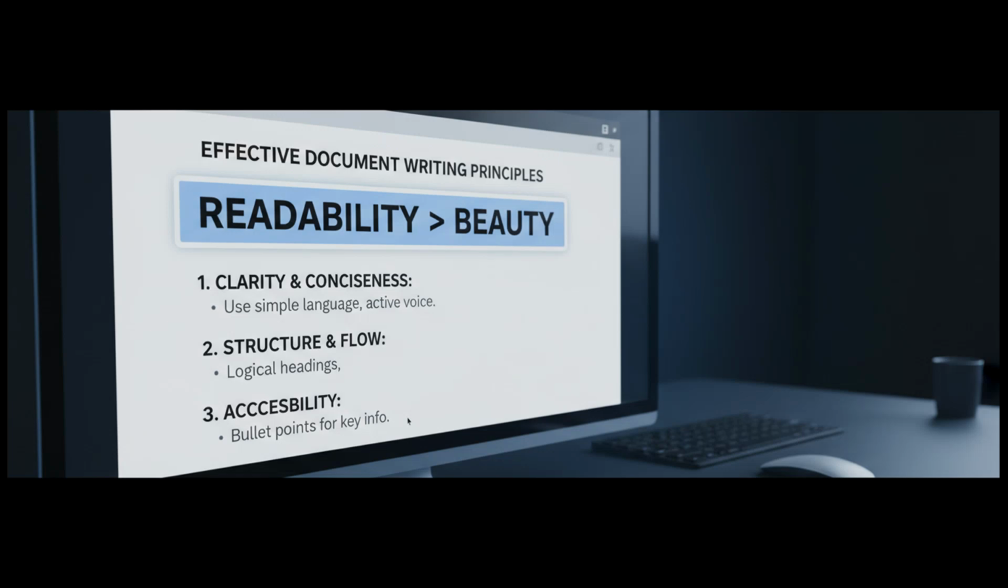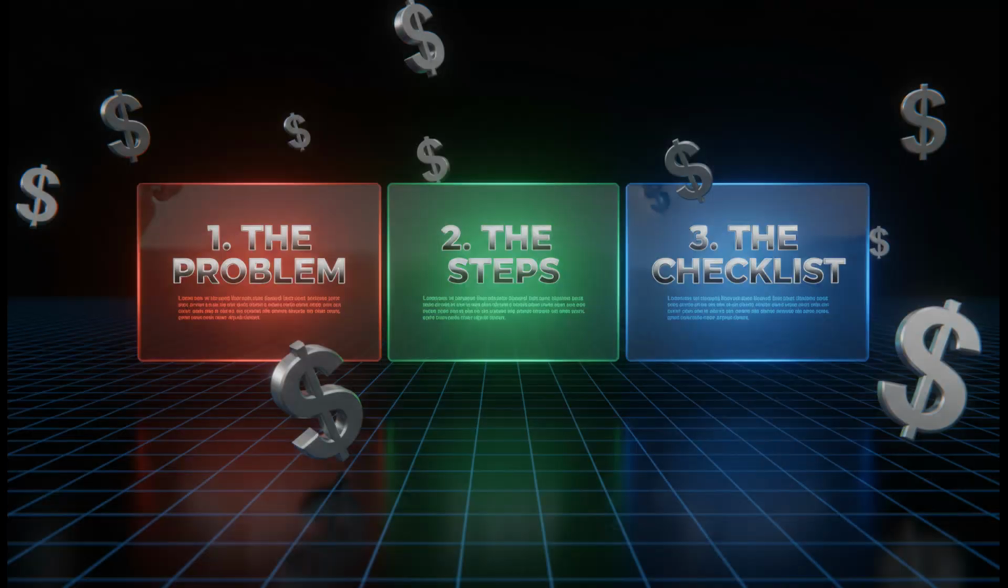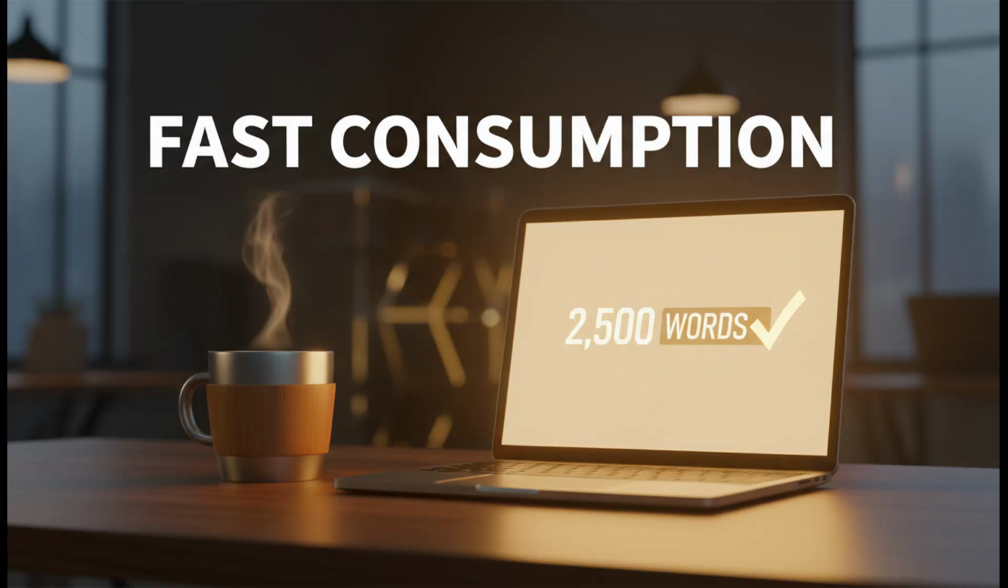Now we create. Open a Google Doc. Use a 12-point sans serif font. Use bold headers. Use bullet points. Your goal is maximum readability, not aesthetic beauty. Structure your ugly PDF into 3 parts: the problem, the step-by-step solution, and the quick start checklist. This structure ensures the customer gets immediate value within the first 2 minutes. If you can explain it to a friend over coffee, you can write this PDF. Aim for 1,500 to 3,000 words, enough to be valuable, short enough to be consumed instantly.